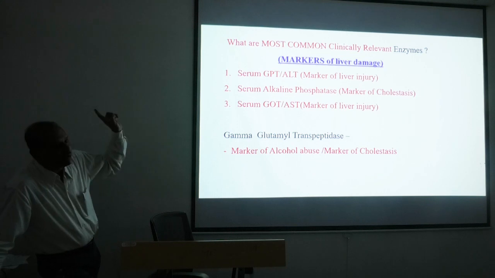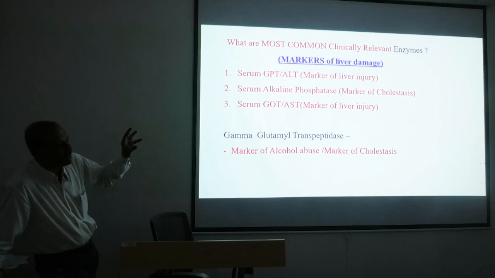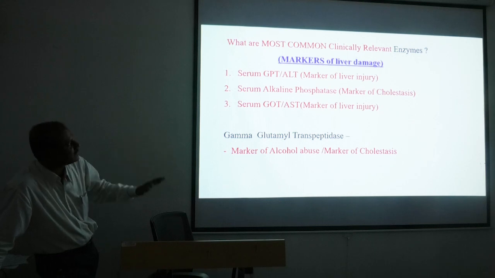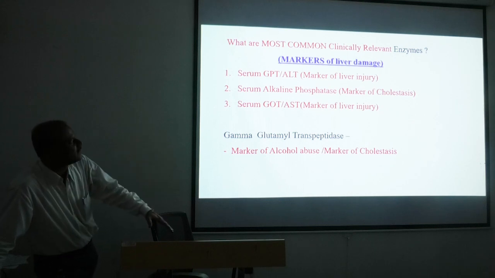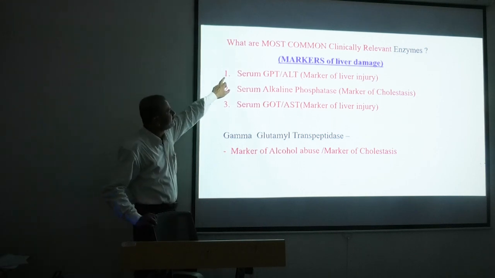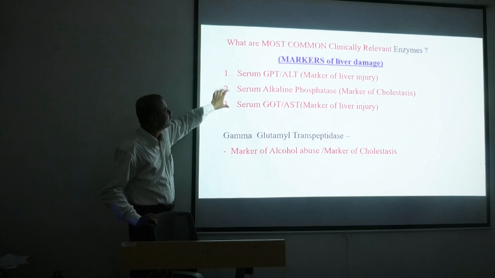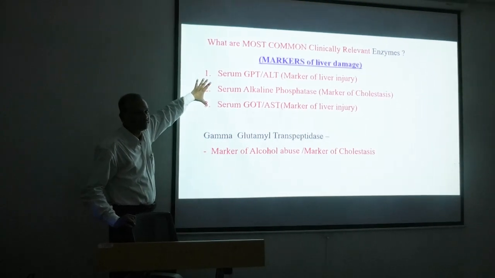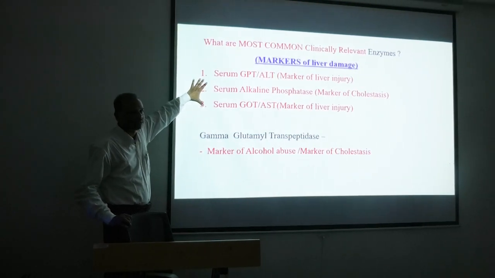As I told you in the first class, there are only a few enzymes I have written. So if you are asked for the markers of liver damage, at least you must say these two: ASGPT or ASGOT. These two you must tell. If these levels are elevated, that means the liver is damaged.